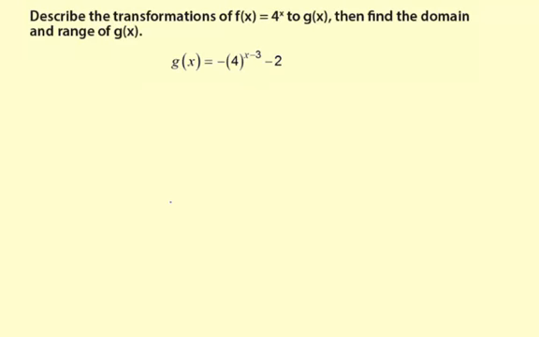Describe the transformations of f of x equals 4 to the x to g of x, then find the domain and range of g of x. So g of x is the negative of 4 to the x minus 3 power and then minus 2. So the negative sign in front of the 4 means we have an x-axis reflection.